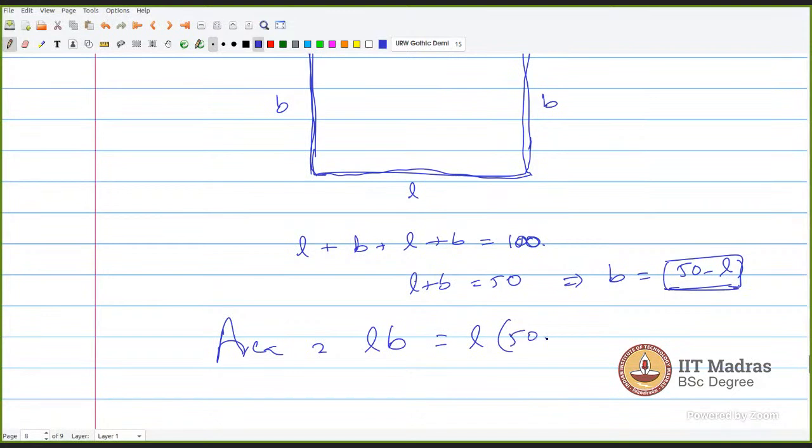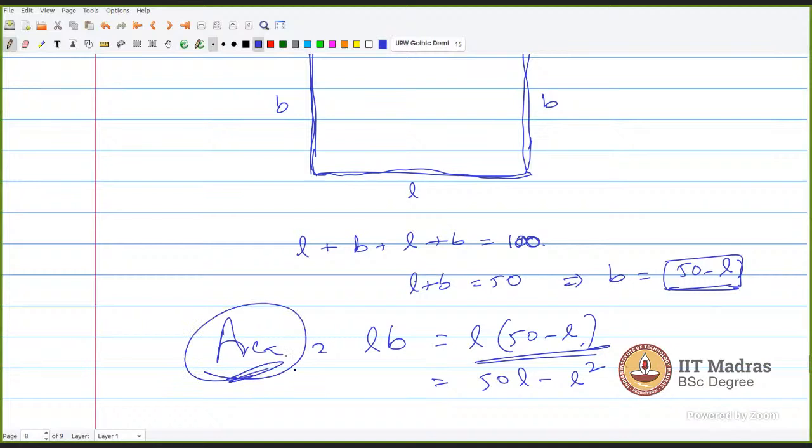Now this is a quadratic equation in terms of L, right? 50L minus L square, and this particular thing is the area. I just want the maximum. I just want to maximize this. So area is a function of L, and I have to maximize this function.